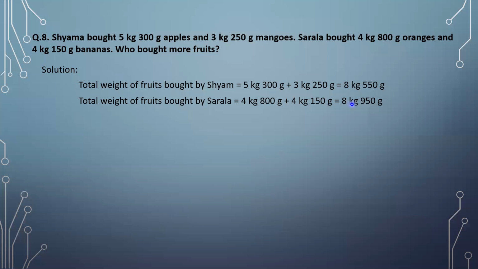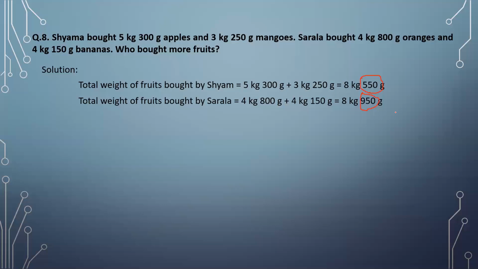Here both bought 8 kilograms of fruit. Those two numbers are the same, so we cannot compare with the help of kilogram values. Therefore we move to the gram values. In the case of Shama, there are 550 grams of fruits, and in the case of Sarla, 950 grams. If we compare 550 and 950, you can easily spot that 950 is greater than 550.